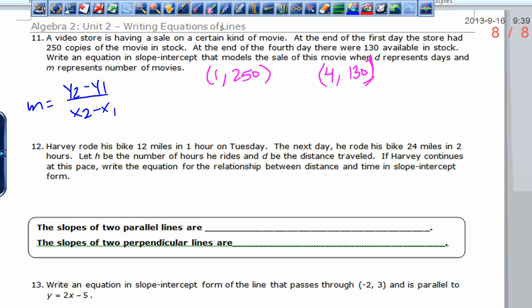Y2 minus Y1 over X2 minus X1. Now, either way we do this, we're going to get a negative slope here. So if you're going to do little minus the big or big minus the little on the top, we're still going to get it.